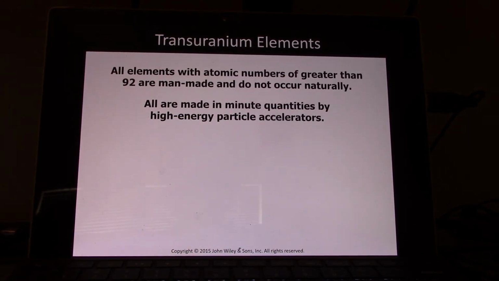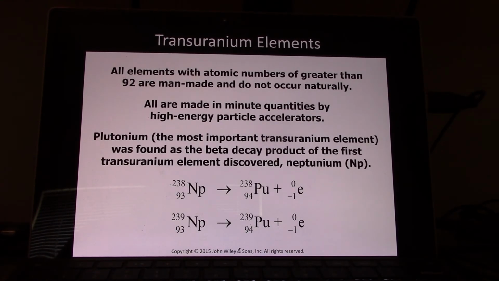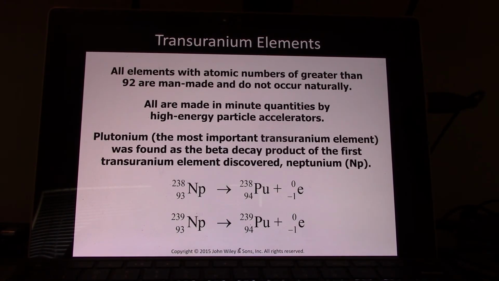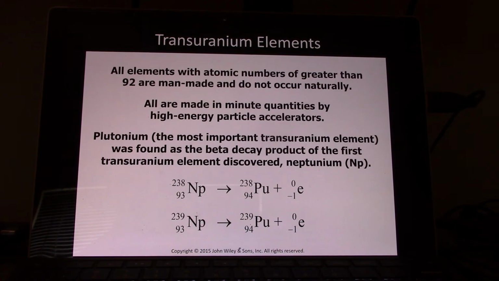All elements with atomic numbers greater than 92 are man-made and do not occur naturally. Uranium is 92, and that is the heaviest element found on Earth. Everything from 93 to 118 is made synthetically in high-energy particle accelerators. And there is a facility in Russia that still does this type of research, but we haven't discovered a new element since 118, and that's been over 10 years ago. So we may have finally pushed the periodic table to its absolute limit.